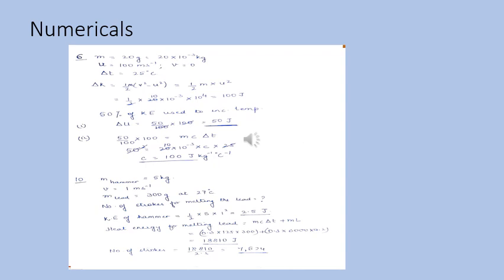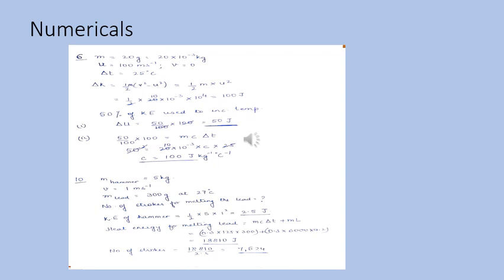And this is causing a change in temperature. So 50 joules will be equal to mc delta T. The change in temperature is 25 degrees Celsius. Substituting the values, we get the value of specific heat capacity as 100 joules per kg per degree Celsius, which can be converted into calories if you want.